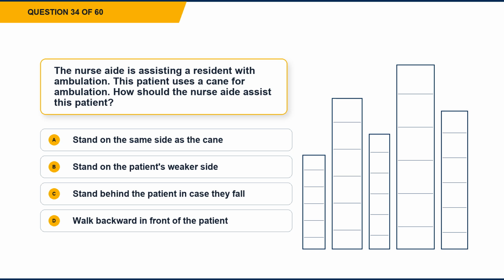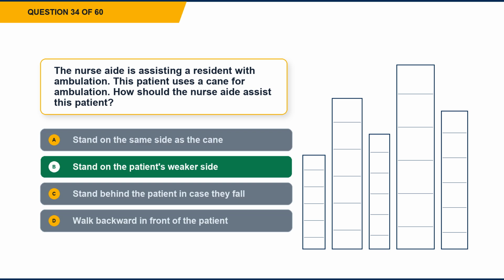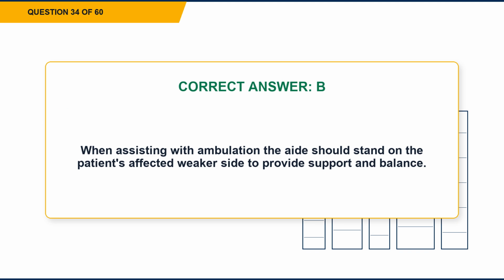Question 34. The nurse aide is assisting a resident with ambulation. This patient uses a cane for ambulation. How should the nurse aide assist this patient? Option A, stand on the same side as the cane. Option B, stand on the patient's weaker side. Option C, stand behind the patient in case they fall. Option D, walk backward in front of the patient. The correct answer is option B, stand on the patient's weaker side. Explanation. When assisting with ambulation, the aide should stand on the patient's affected weaker side to provide support and balance.